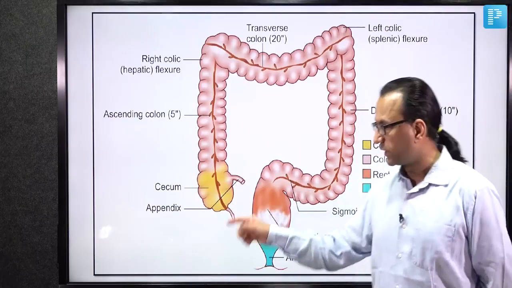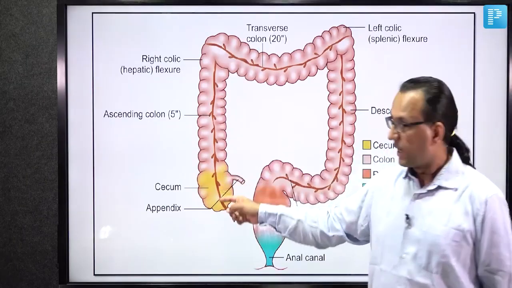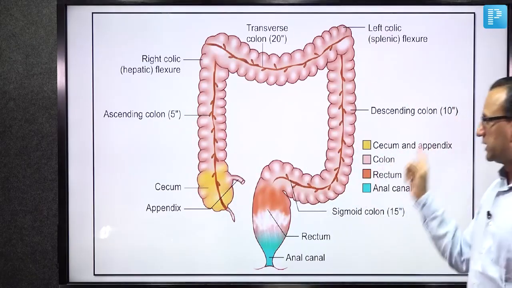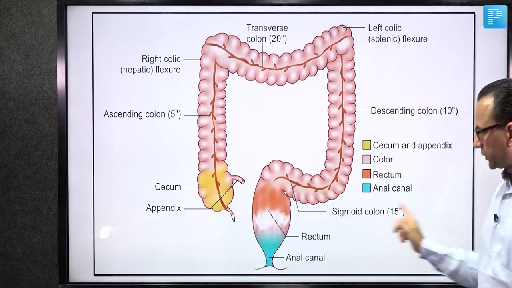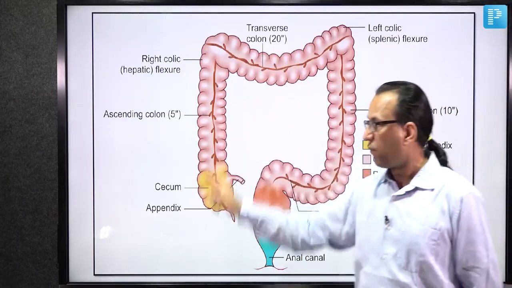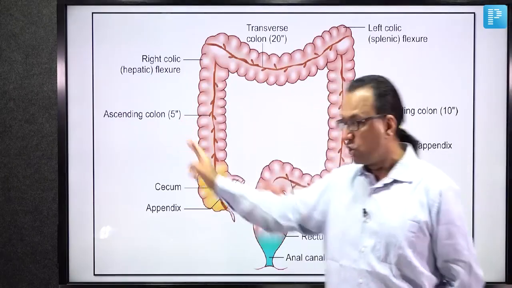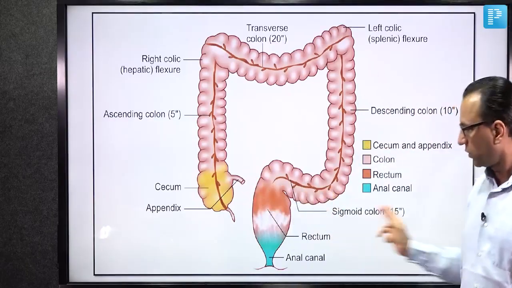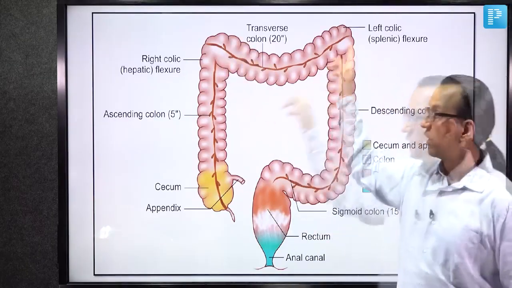One more thing which you can notice is the length of the colon. The ascending colon is 5 inches, the descending colon is 10 inches, the sigmoid colon is 15 inches, and the transverse colon is 20 inches. You can see it's a table of 5. 5 ones are 5, the ascending colon; 5 twos are 10, the descending colon; 5 threes are 15, the sigmoid colon; and 5 fours are 20, the transverse colon.